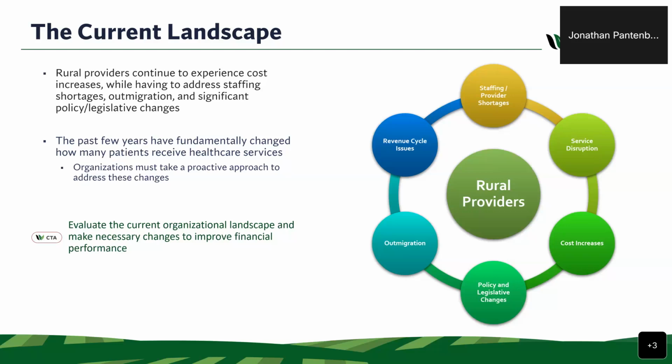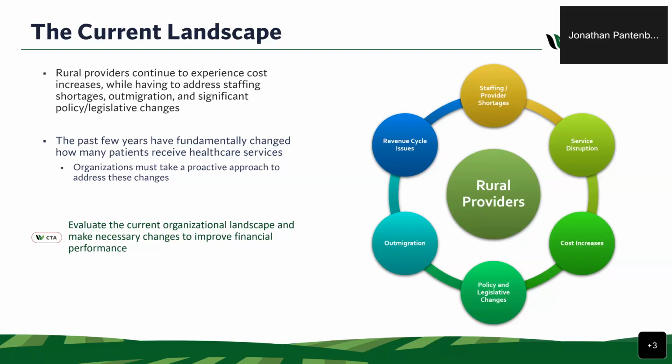Now, what are many of the things that we've been experiencing as critical access hospitals, particularly as we come out of the COVID pandemic? Again, we've experienced staffing shortages, revenue cycle issues, outmigration, cost increases, service disruption.